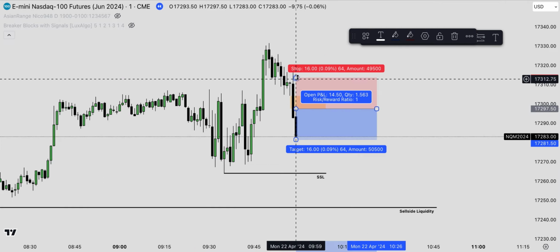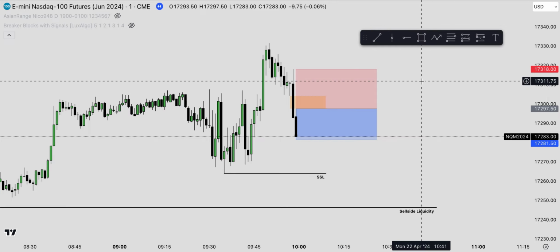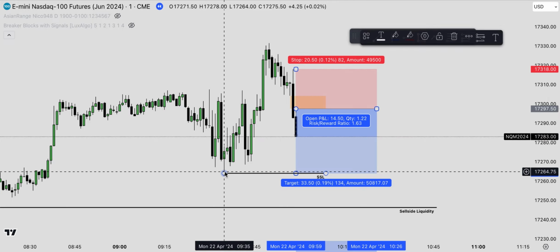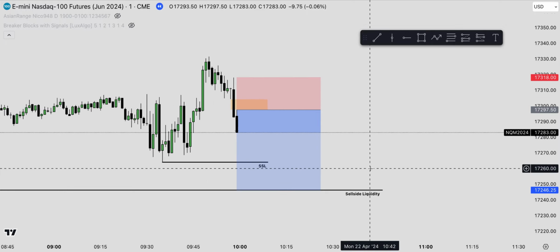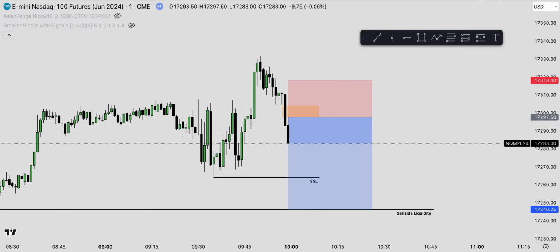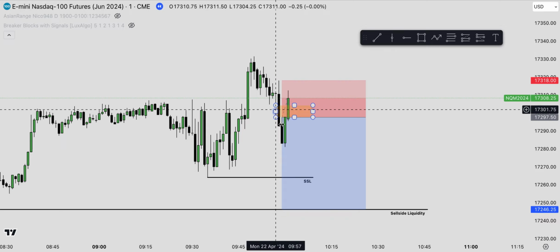I'm going to put your stop above this swing high here, so you're only risking around 20 handles, and first TP there is 33, and second TP is around 60 handles. So let's wait and see if we get filled on this trade. Okay, so there we go, we have been filled on this trade.